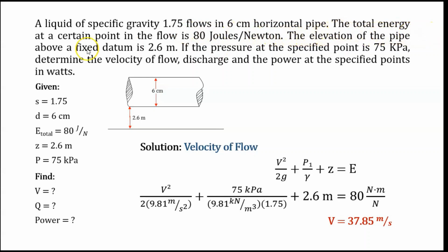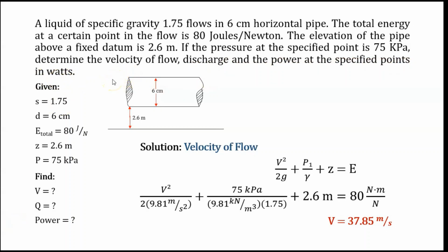The total energy at a certain point in the flow is 80 joules per Newton. The elevation of the pipe above a fixed datum is 2.6 meters. If the pressure at the specified point is 75 kilopascals, determine the velocity of flow, the discharge, and the power at the specified points in watts.